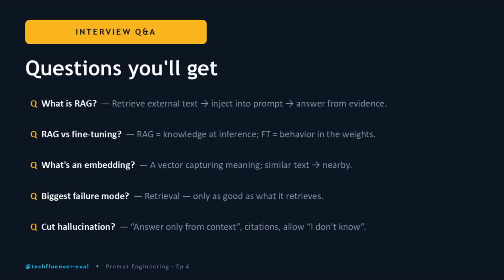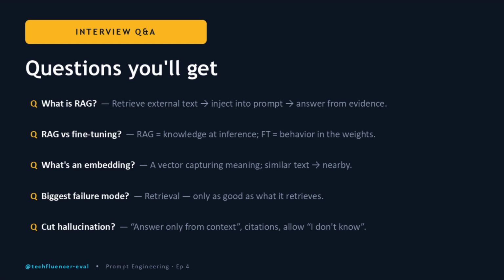Interview prep. What is RAG? Retrieving relevant external text and injecting it into the prompt so the model answers from evidence. RAG versus fine-tuning? RAG adds knowledge at inference. Fine-tuning changes behavior in the weights. What's an embedding? A vector capturing meaning, so similar text is nearby. Biggest failure mode? Retrieval. RAG is only as good as what it retrieves. How to cut hallucination? Instruct answer only from context. Add citations and allow I don't know.